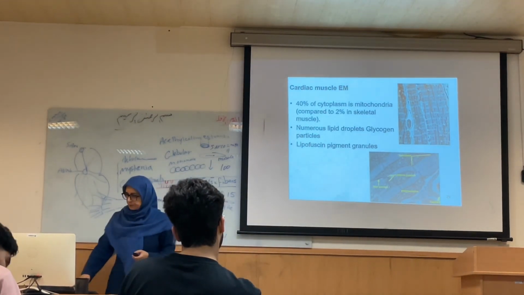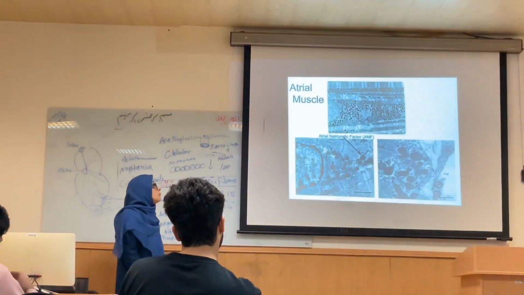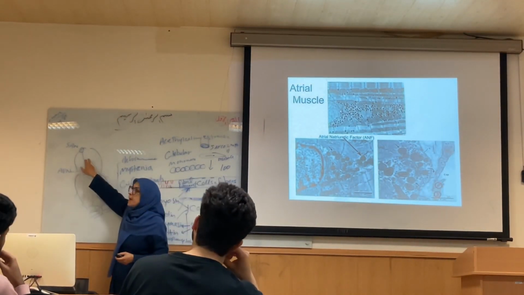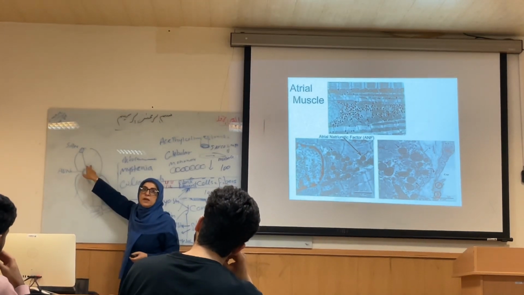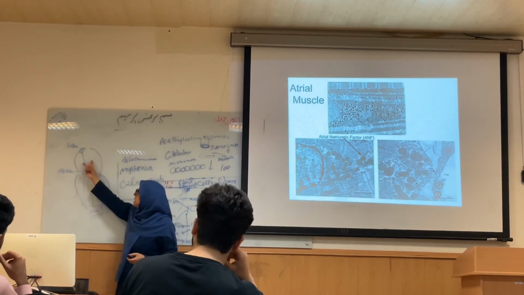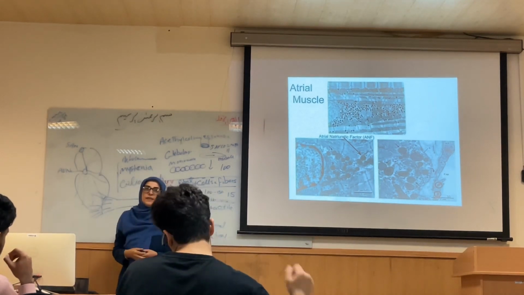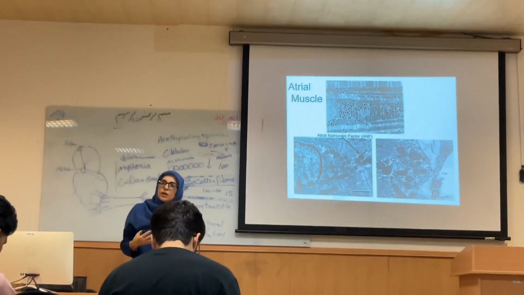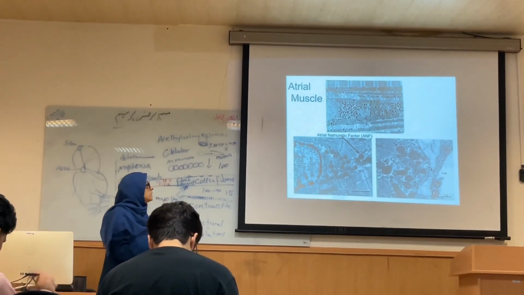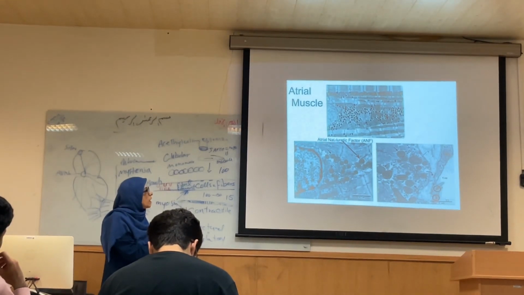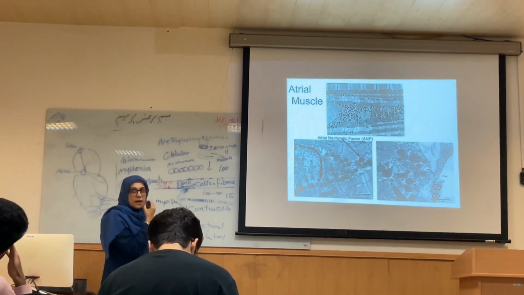Under the electron microscope, in the atrial muscle, these two above cavities are the atria, and these are the ventricles. In the muscles of the atrium, the cells synthesize and act as endocrine cells. They synthesize one factor or hormone, atrial natriuretic factor. Atrial, because it is in the atrium.